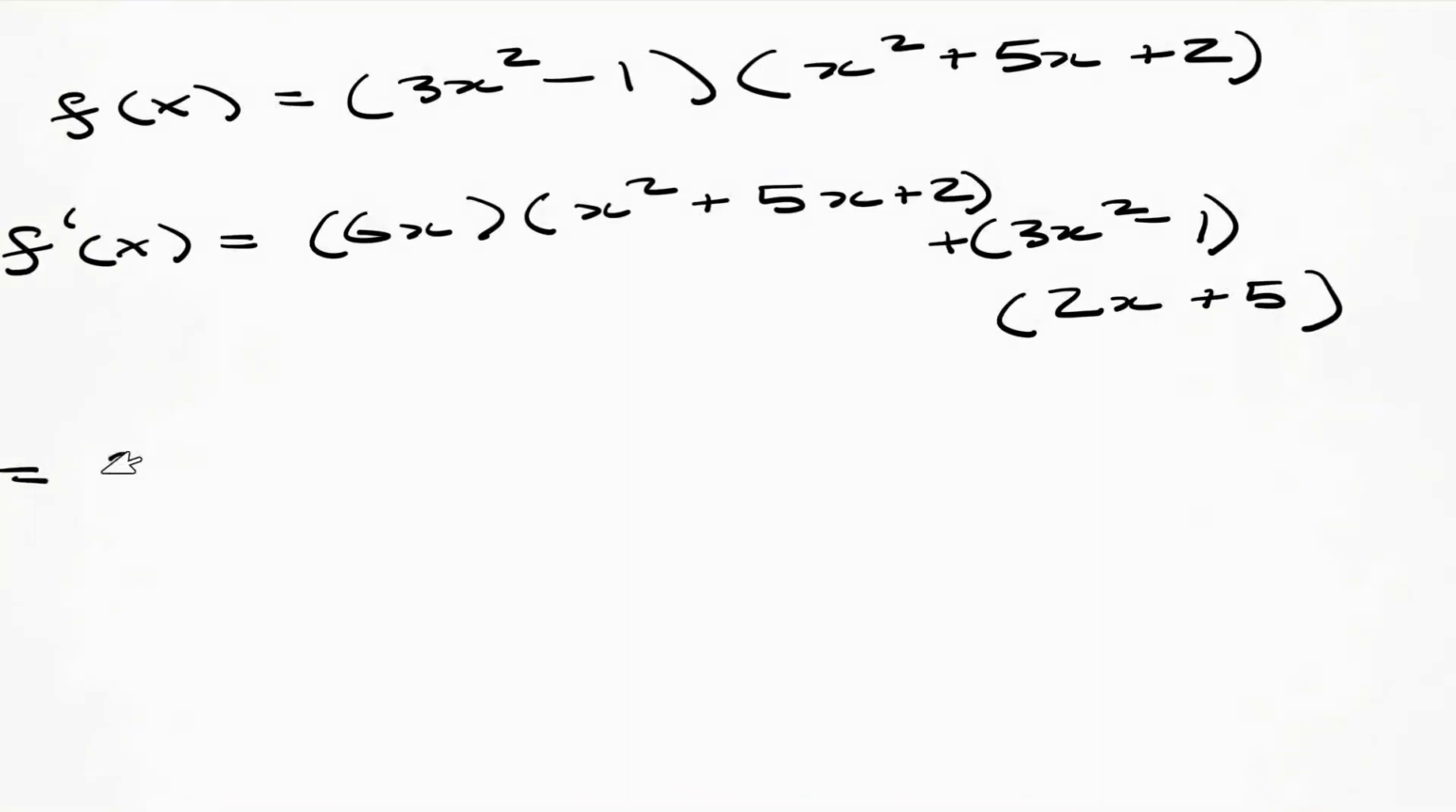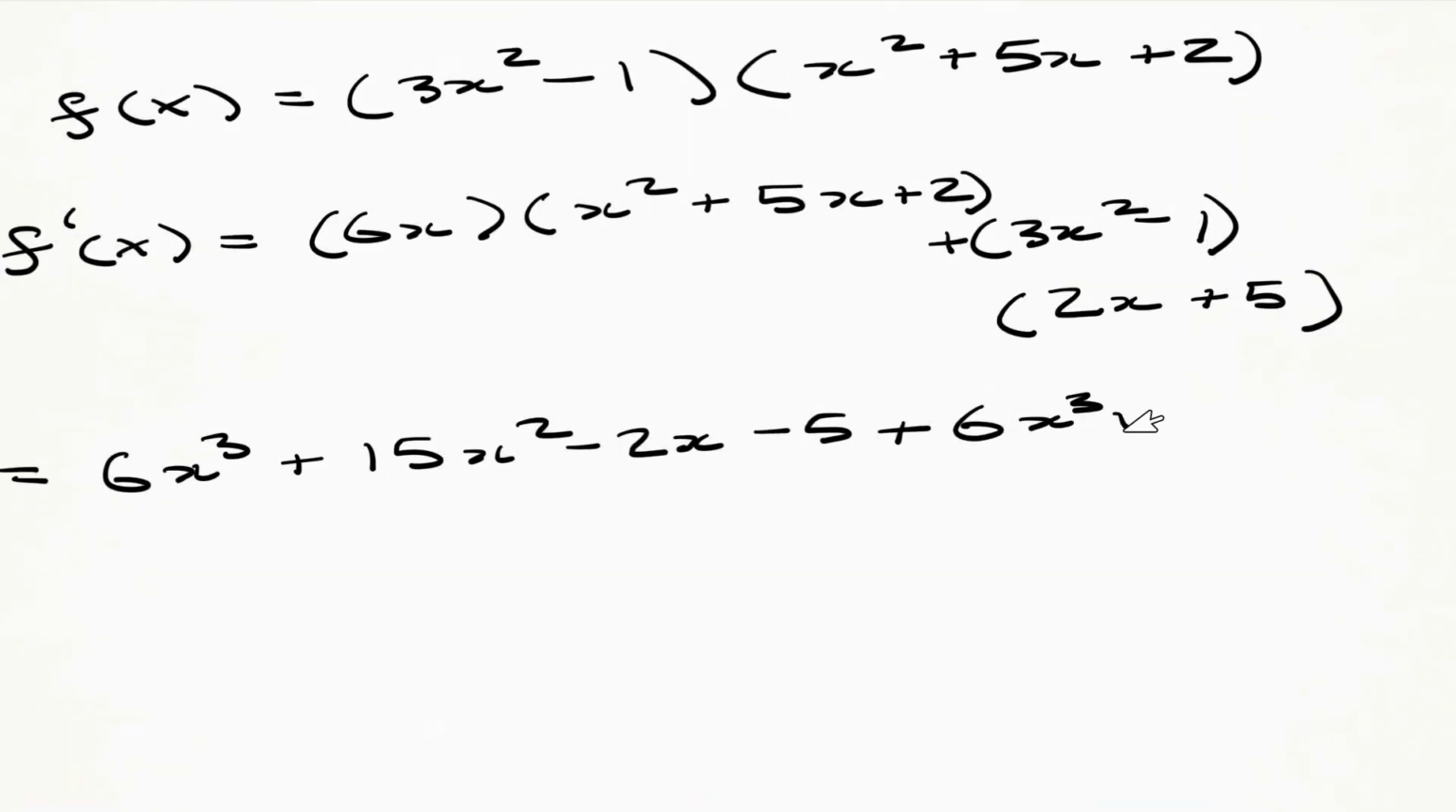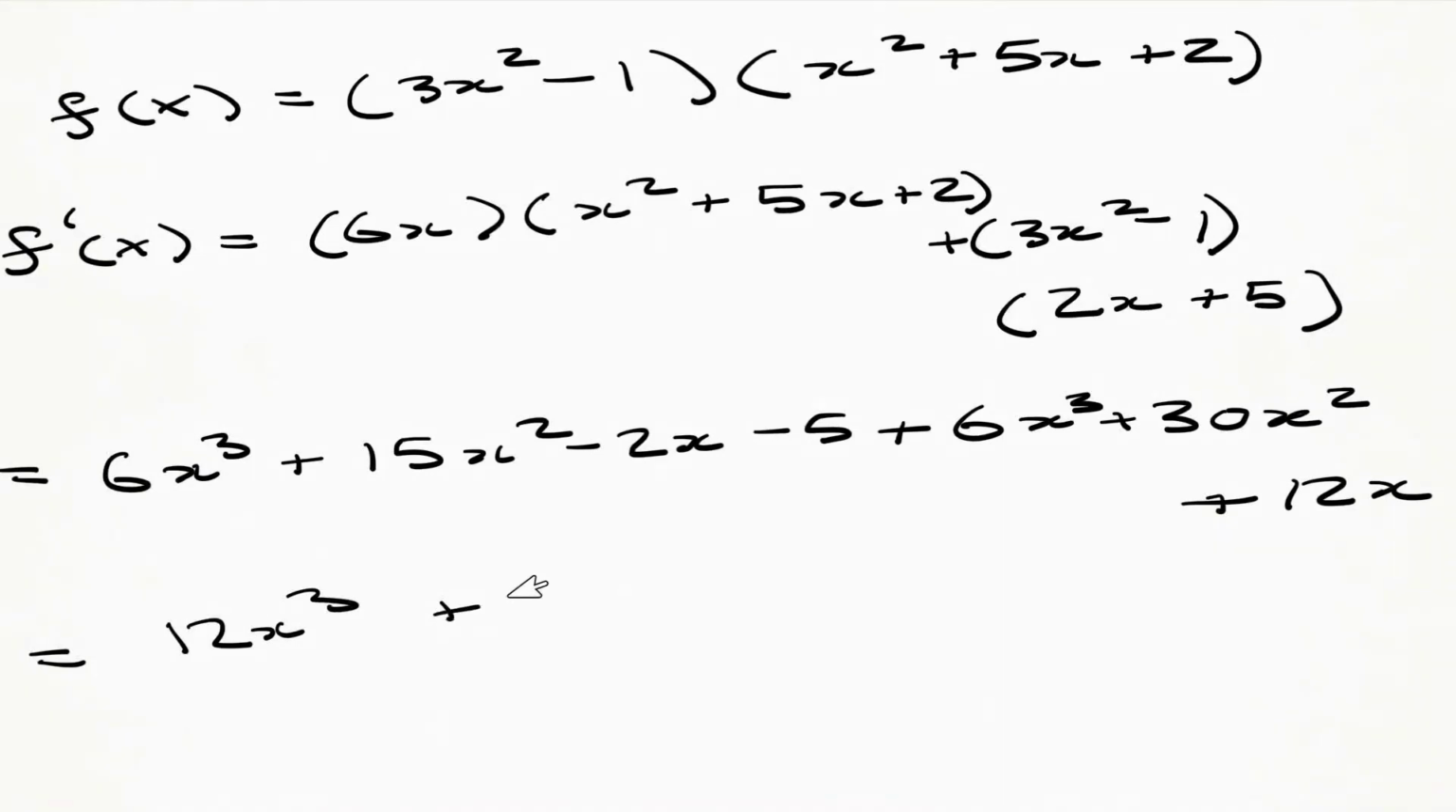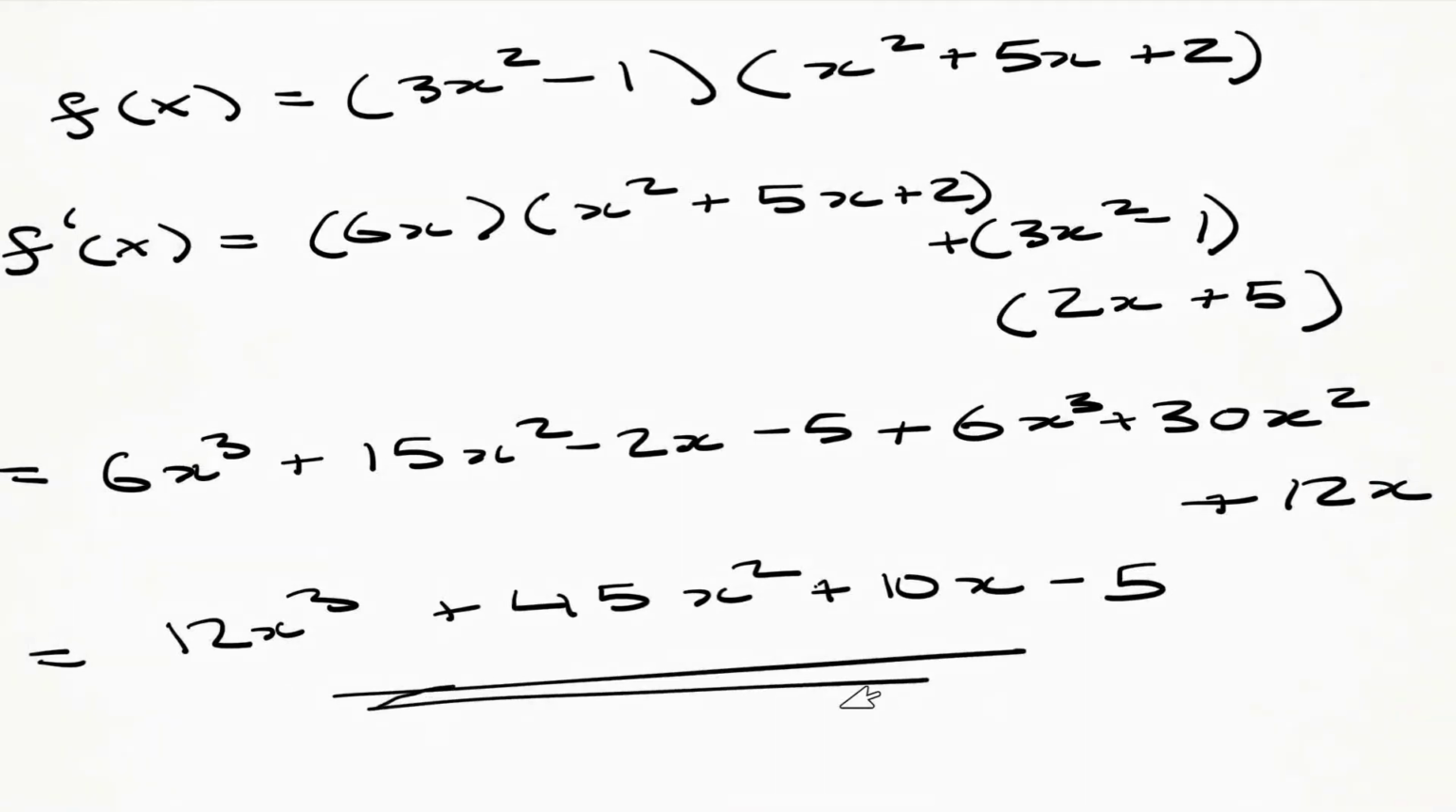Adding the two together, that gives us 6x cubed plus 15x squared, take 2x, take 5 plus 6x to the power of 3 plus 30x squared plus 12x. When we simplify all that, we get 12x cubed plus 45x squared plus 10x, take 5. And that's really our answer.